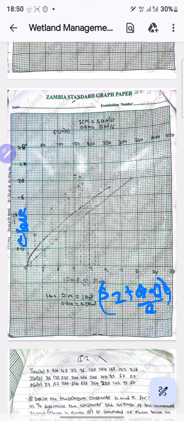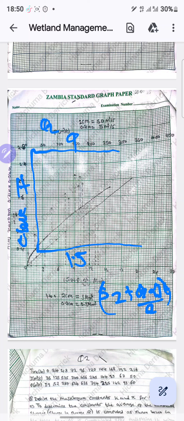Indicative storage, you put it in the primary x-axis, then elevation on the y-axis, then the output, which is Q2, you put it on the secondary x-axis here. So your graph will look like this, where this is Q, this is elevation, and then this is the indicative storage.